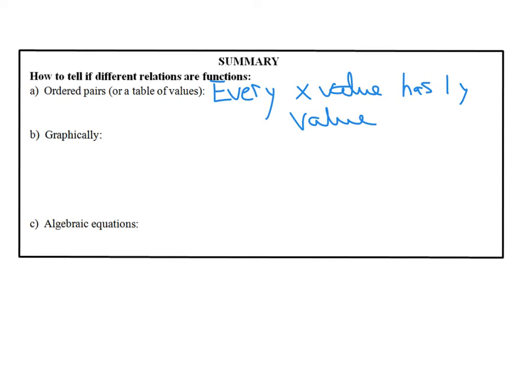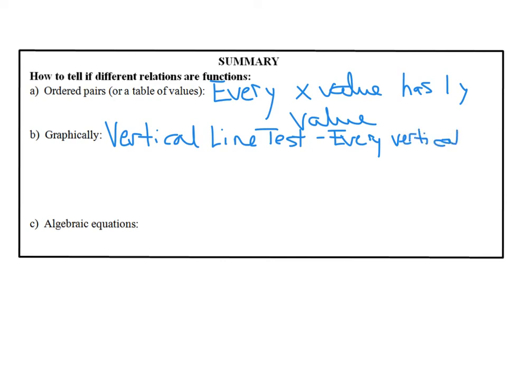Graphically, you learned something back in Algebra 1. Maybe you're thinking about it right now. This was called the vertical line test. If I'm given a graph and I want to know if the graph is or is not a function, I can just draw vertical lines. And if every vertical line only crosses the graph one time, then that means I do have a function.